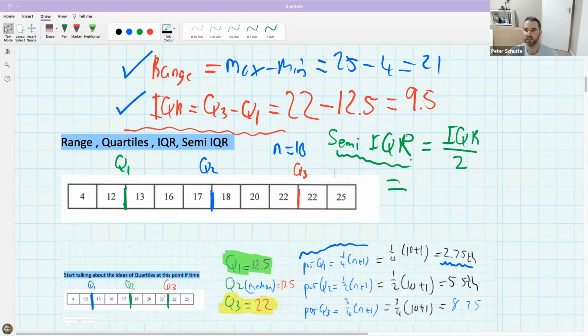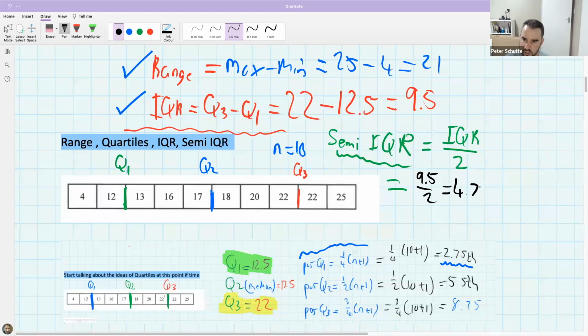What do we think my semi-interquartile range is? It should just be 9.5 divided by 2, which is 4.75. Okay, so we have 3 ways of measuring how spread out the data is. To find the interquartile range, you actually only have to find Q3 and Q1. I didn't even need to find the median, but it's good to know how to do it just in case.